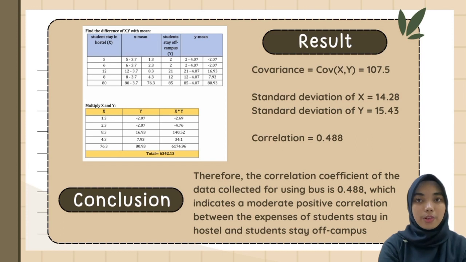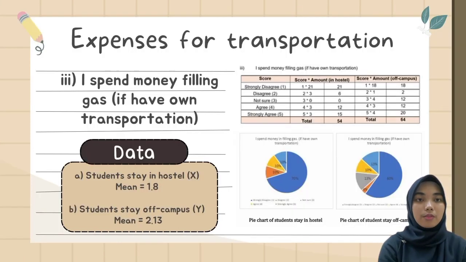0.488. Okay, for the conclusion, the correlation coefficient of the data collected for using bus is 0.488, which indicates a moderate positive correlation between the expenses of students who stay in hostel and students who stay off campus. The last question for expense for transportation is I spend money filling gas if have own transportation. This is the table and the pie chart.